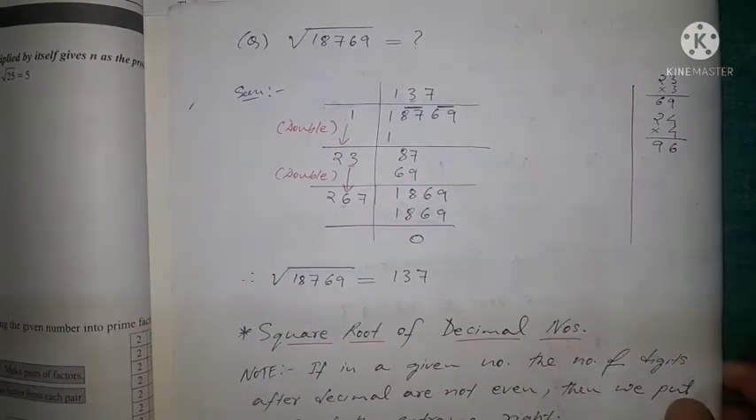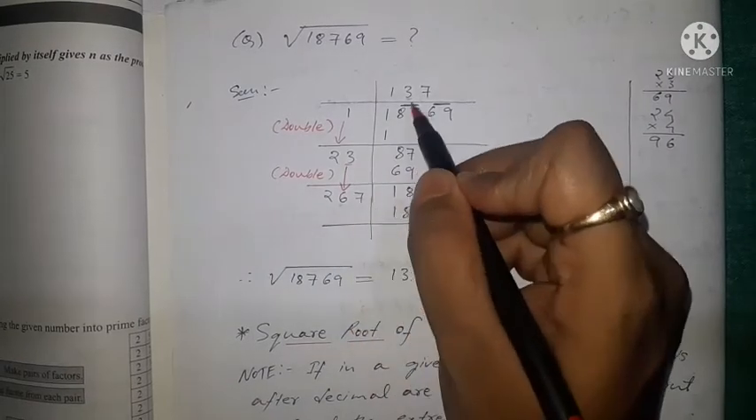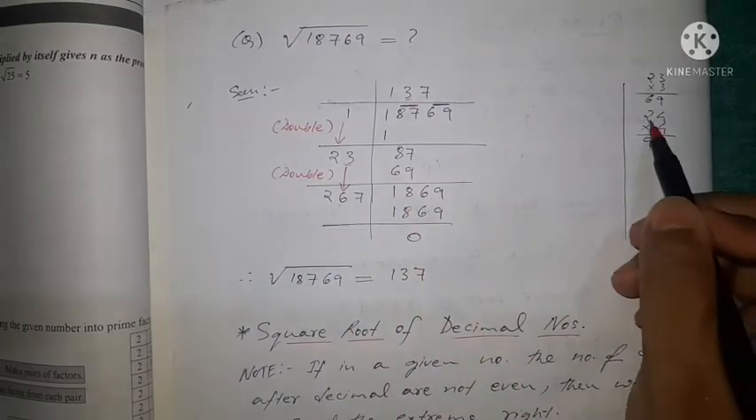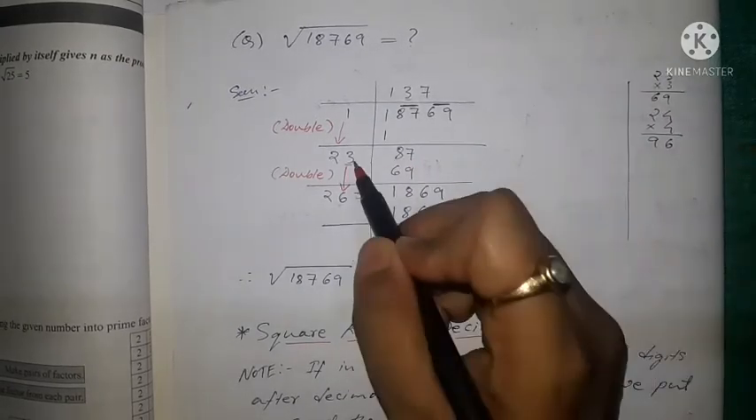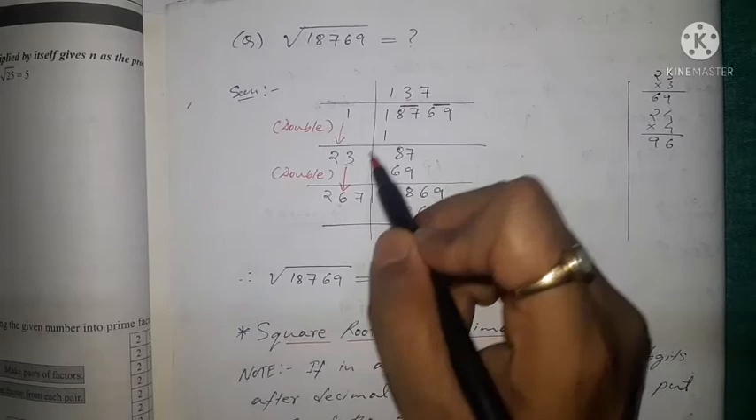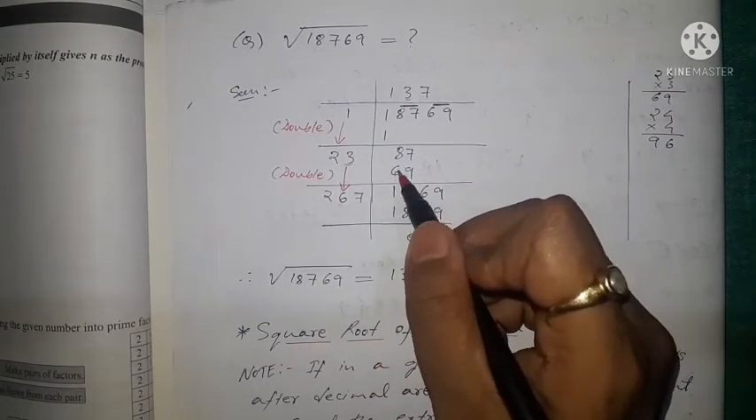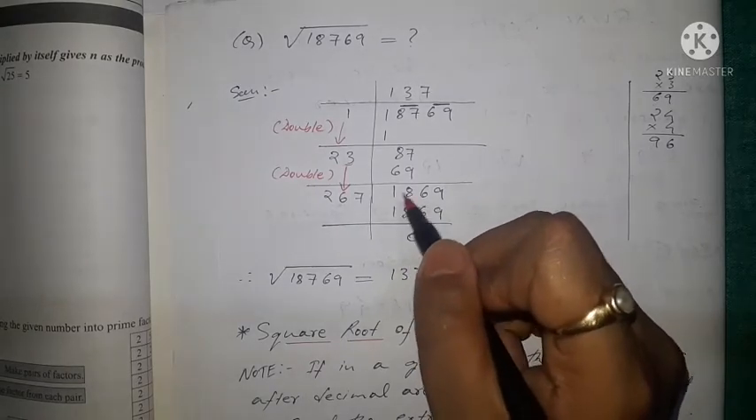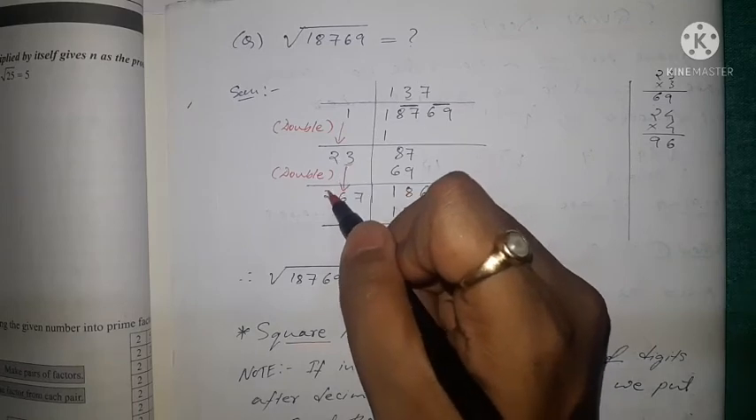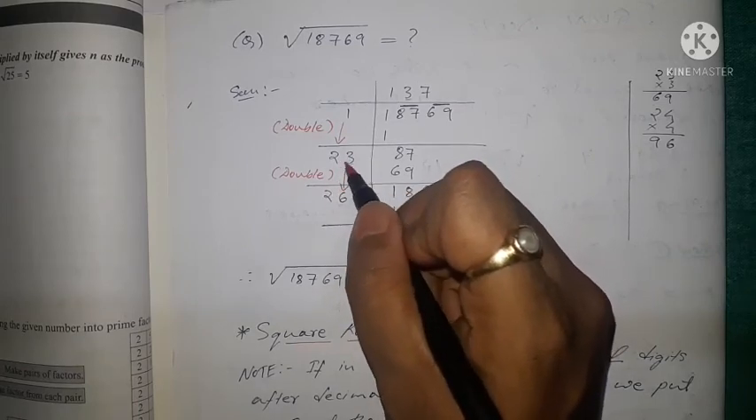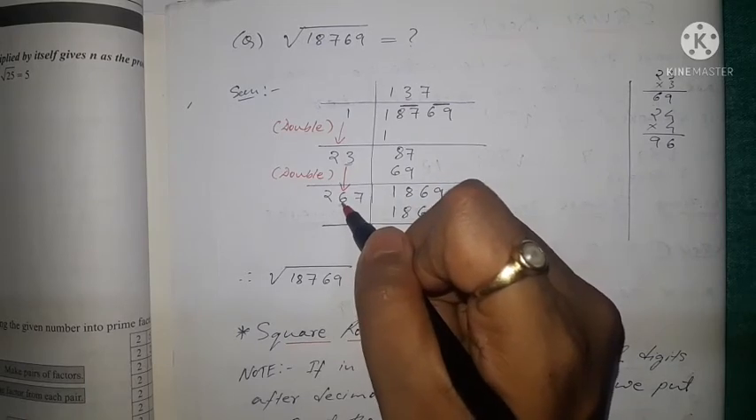If we write 4 here and also 4 there, then 24 into 4 becomes 96, which is more than 87. So we have to take 23 into 3, which is 69. After we subtract 69 from 87, the remainder is 18. Now this number remains as it is, this 2 comes down as it is, but the new number we have taken, 3, is doubled. Earlier it was 3, now it becomes 6.